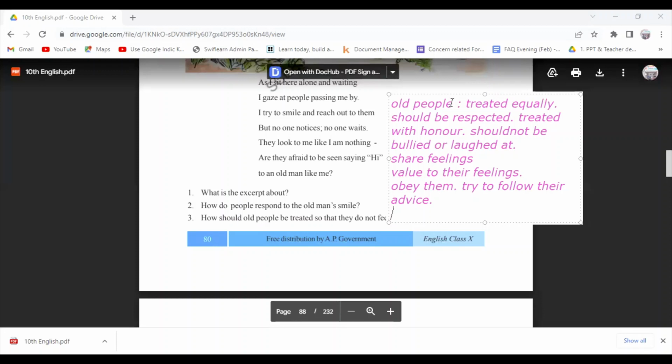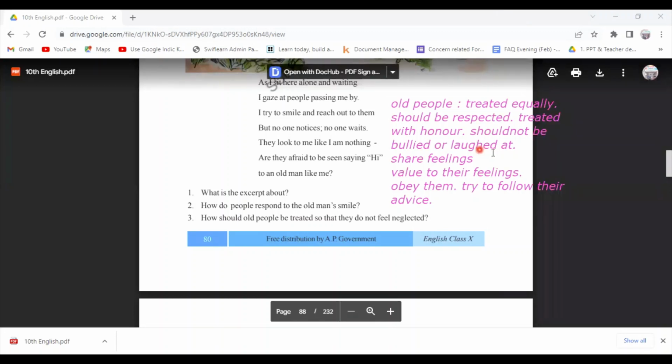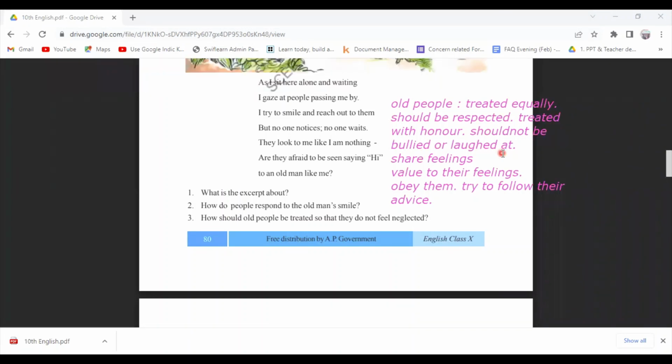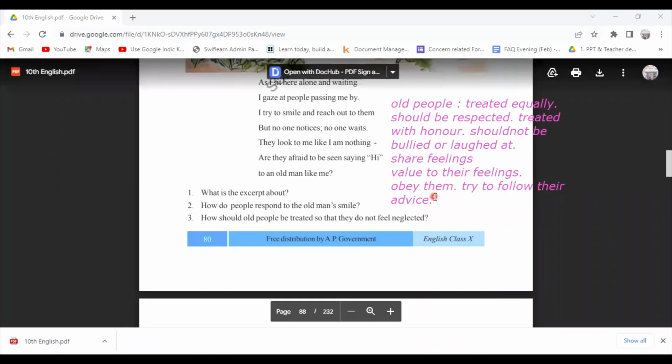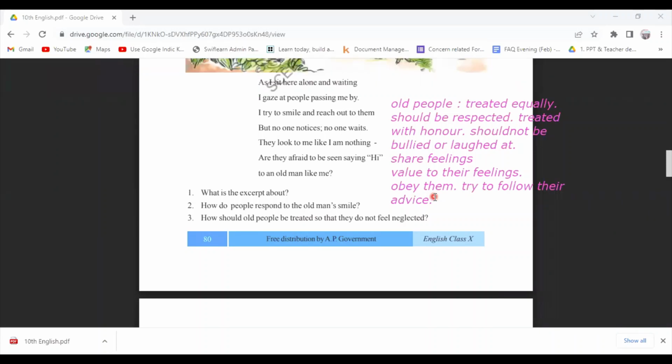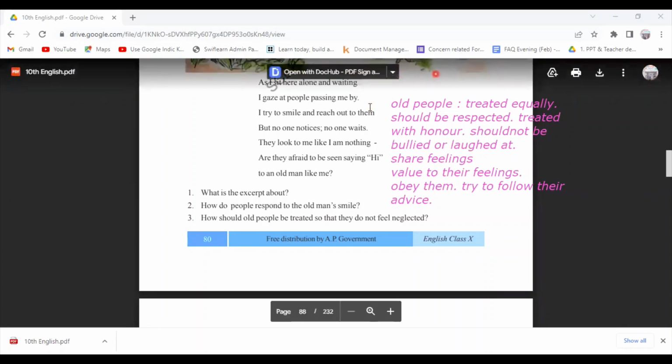The old people should be treated equally. They should be respected and treated with honor. They should not be bullied. They should not be laughed at. We should share our feelings. We should give a value also to their feelings. We should obey them. And we have to also try to follow their piece of advice. If we treat the old people in such above mentioned way, they don't feel neglected at all. I hope you have understood the face sheet.